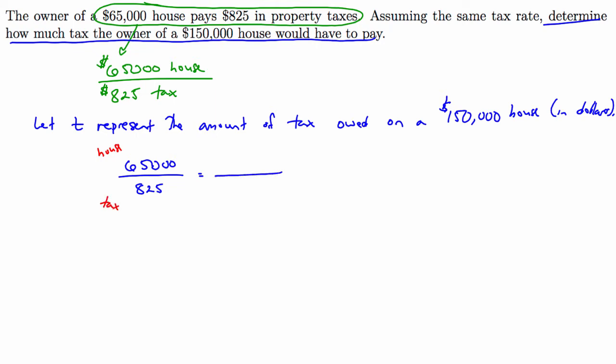When we go to set up this second ratio, the second ratio needs to have the same structure. In the second situation, the question is about how much tax. Well, the taxes are identified in the bottom of the ratio, so that's where I'll put my t, my unknown. The house value is in the top of the ratio, and we do know the house that we're looking at is a $150,000 house. So the proportion that we need to solve is 65,000 compared to 825 is equal to 150,000 compared to t. So the equation is 65,000 over 825 equals 150,000 over t.